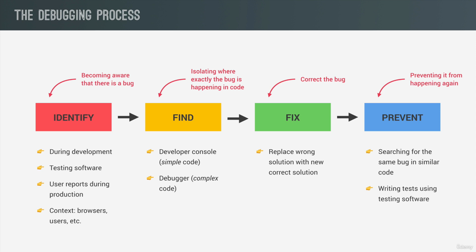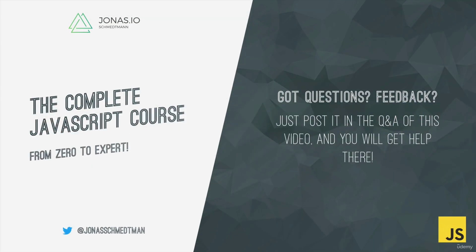A more advanced way of preventing bugs is to write tests using testing software. And I might add a bonus section on testing to the course at some point, because this is actually an important part of software development. Okay, and that's it. That's a broad overview of debugging in programming. And we really just scratched the surface here, because you're still at the beginning of the journey. And so this is just an introduction. Anyway, let's now fix some bugs in the next video.